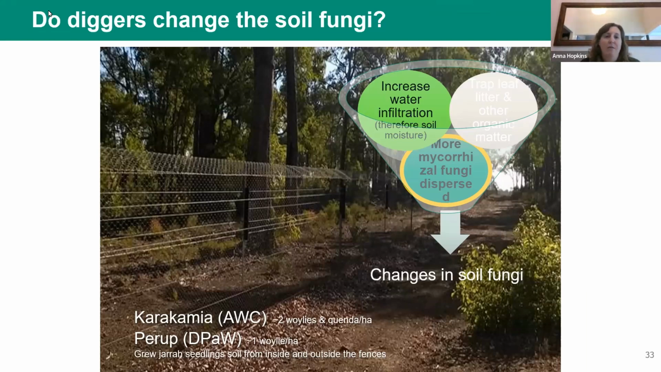So at Karakamaya, just outside of Perth, they've reintroduced woylies, which are an obligate mycophagous species, and the quenda that we were talking about before. And at Pera, down in the southwest, they have reintroduced woylies into these areas. So we collected soil cores from inside the enclosures and the forest adjacent to them outside the enclosures and grew jarrah seedlings in them for 3 or 4 months, and then had a look to see what different species we were finding on the roots of those seedlings. So we're using those jarrah seedlings as a kind of trap plant, I guess, to see what fungi we could find on the roots.